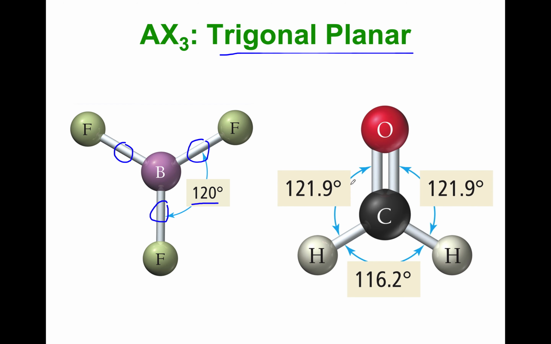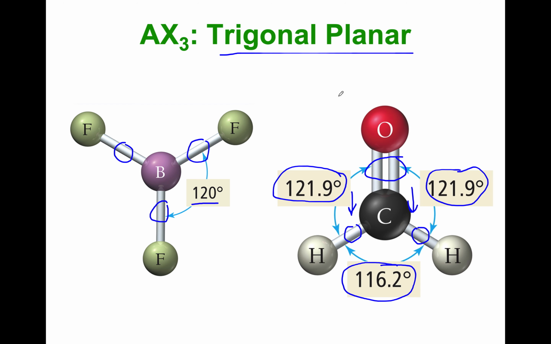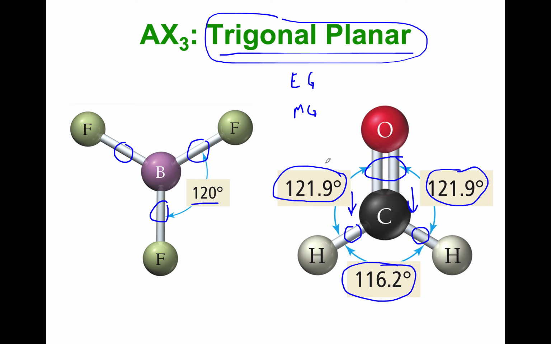If we look over here, we can see not all electron regions are the same. That's a double bond. This is a single bond. This is a single bond. So this is taking up more space. So you can see it's squishing down, squishing down. So this is less than 120. This is actually greater than 120, okay? But the general shape, trigonal planar, that's the shape of the electron geometry and molecular geometry when we have a central atom surrounded by three atoms.